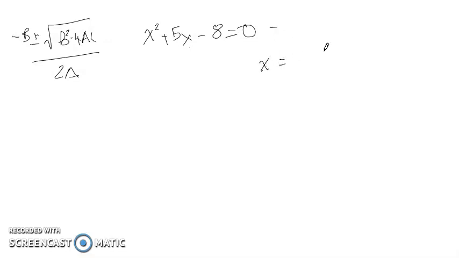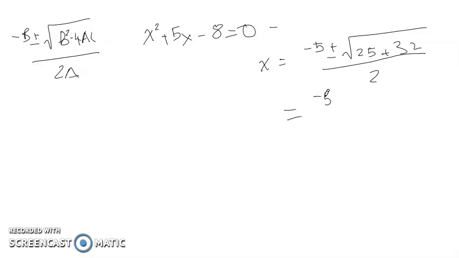So now x equals negative 5 plus or minus the square root of 25 plus 32, because negative 8 times 4 times 1 is negative 32, all over 2. So x equals negative 5 plus or minus the square root of 57 over 2. So this is a very universal method of approaching algebra problems, and it's by far one of the easiest.